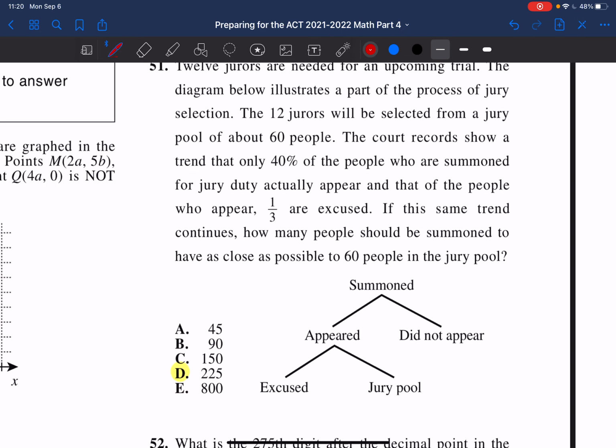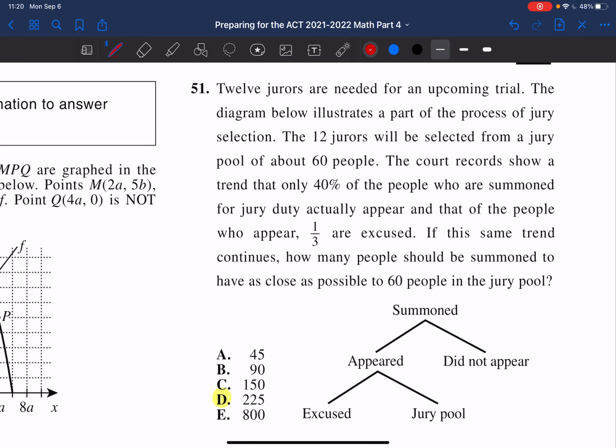Number 51. 12 jurors are needed for an upcoming trial. The diagram below illustrates a part of the process. The 12 jurors will be selected from a jury pool of about 60 people. The court records show the trend that only 40% of the people who are summoned actually appear, and that of the people who appear, 1/3 are excused. If this same trend continues, how many people should be summoned to have as close to as possible to 60 people in the jury pool?